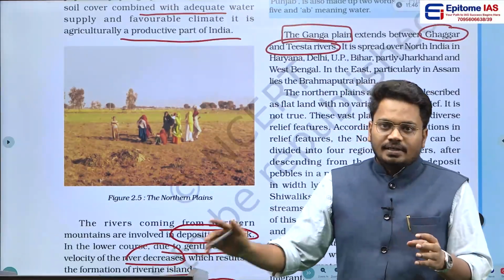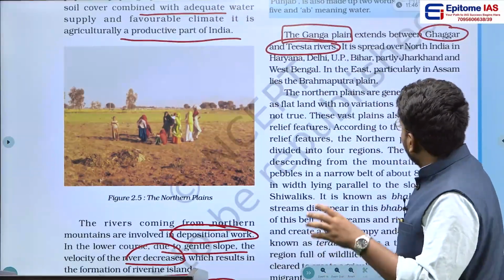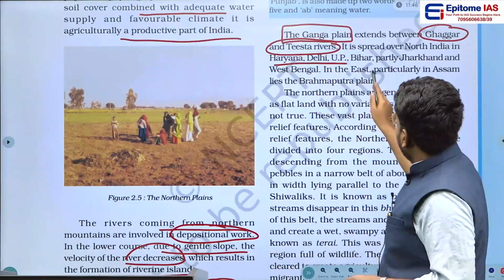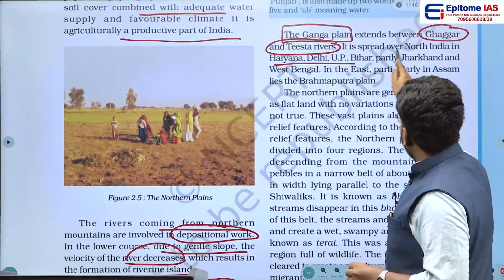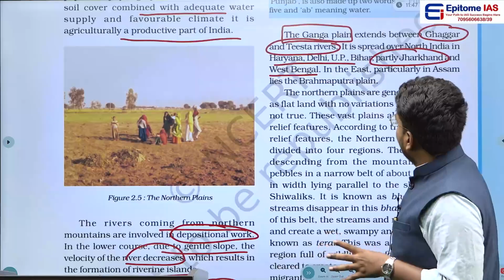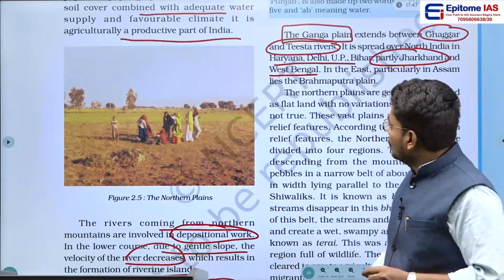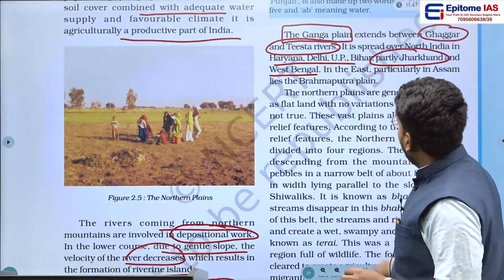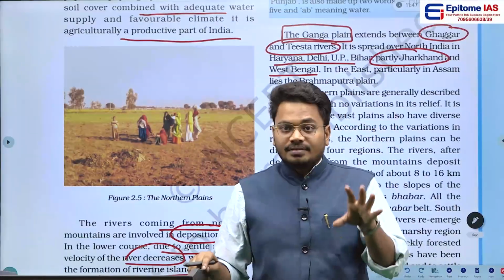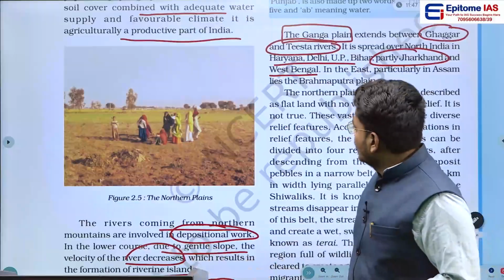Now, if you see the states in which this particular Ganga plain has been flowing, the states would be Haryana, Delhi, UP, Bihar and partly Jharkhand as well as West Bengal. That means this particular Ganga plain has spread across Haryana, Delhi, UP, Bihar and Jharkhand as well as West Bengal. In these 6 states, you can see the spreading of this particular Ganga river.